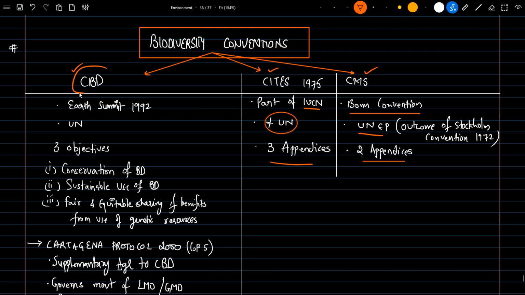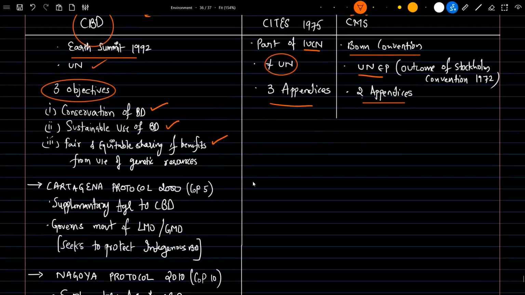Next, let's understand in detail about the Convention on Biodiversity. It is basically an outcome of the Earth Summit or Rio Summit of 1992. It is under the UN. It majorly has three objectives. One is conservation of biodiversity. Next is sustainable use of biodiversity, and fair and equitable sharing of benefits from the use of genetic resources. So these three are the objectives.